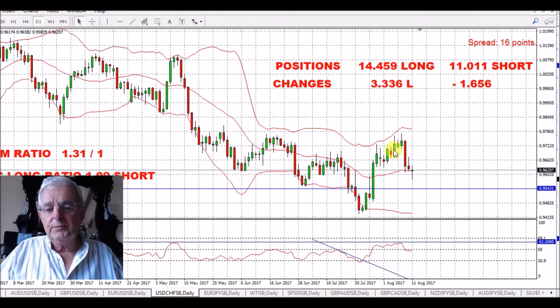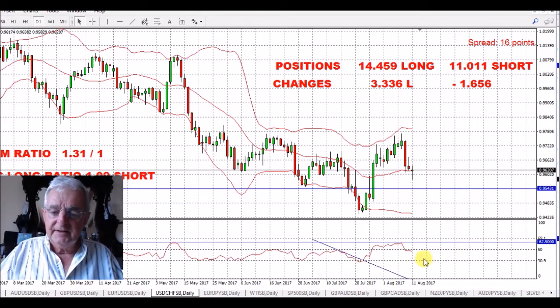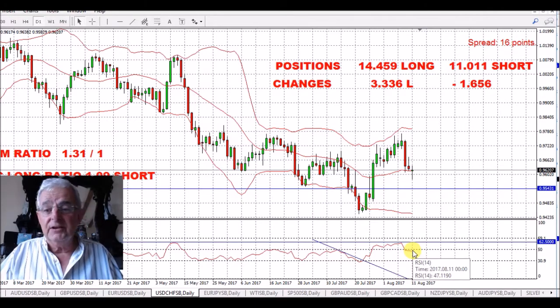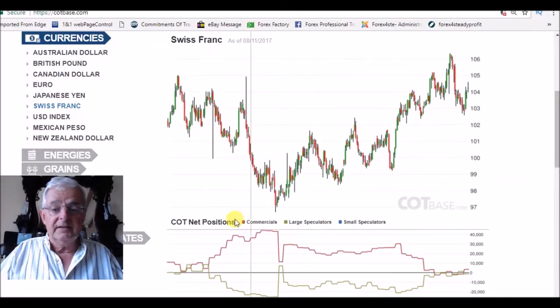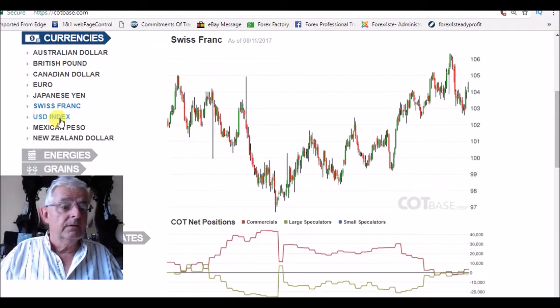Yeah, this is the Swiss franc. It came up, it touched the top Bollinger Band. It's about the middle on the RSI, about the 50 on the RSI. I can't see much that I really want to get into there, so leave well alone.